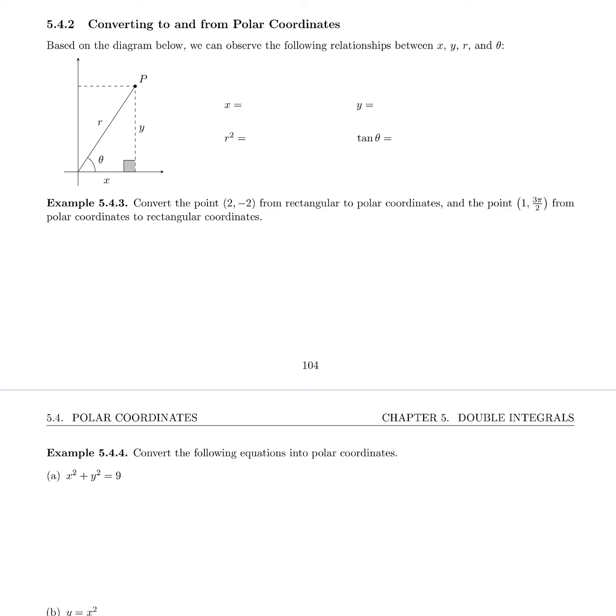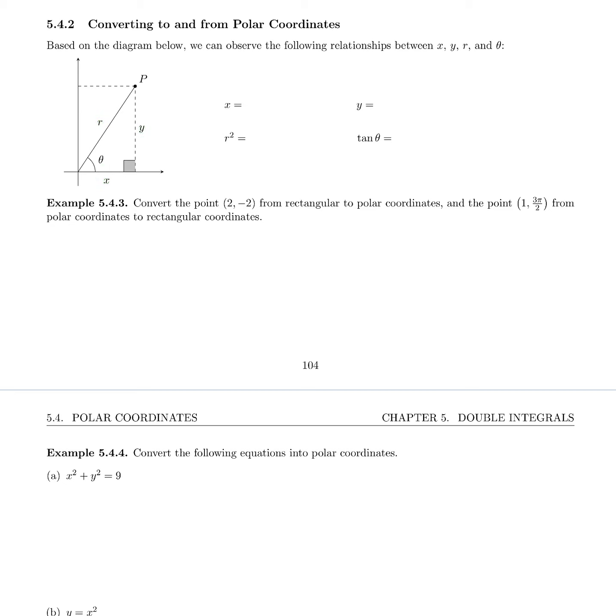We're in section 5.4.2, converting to and from polar coordinates. Based on the diagram below, which is the diagram of a right triangle associated to a point P, we can see relationships between x, y, r, and theta, which are the relationships of a right triangle.